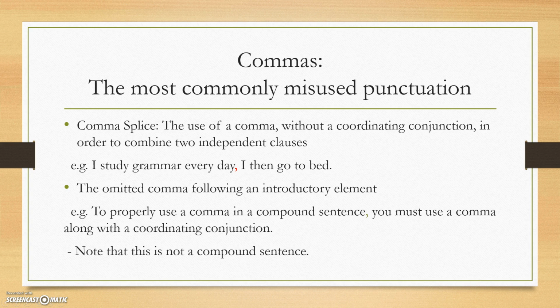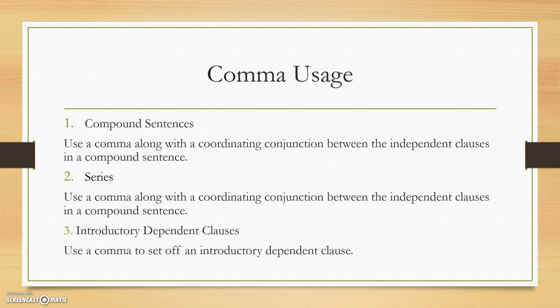To properly use a comma in a compound sentence, you must use a comma along with a coordinating conjunction. Note, this is not a compound sentence. Now we have 12 rules of comma usage. First being compound sentences. Use a comma along with a coordinating conjunction between the independent clauses in a compound sentence. For example, I didn't believe a word Phil said, comma, and I told him so.